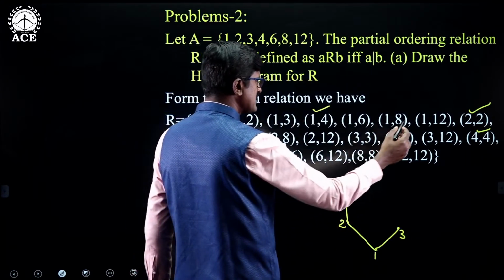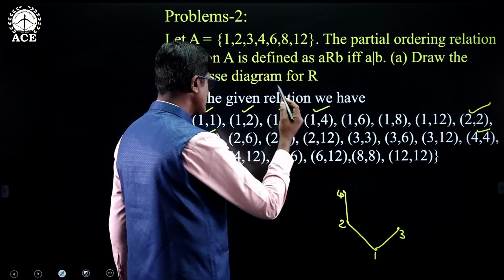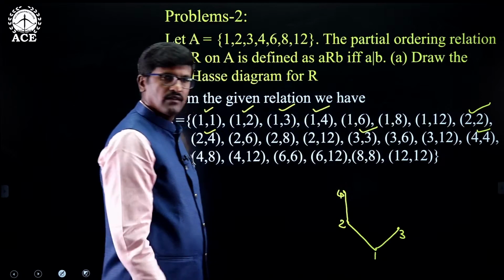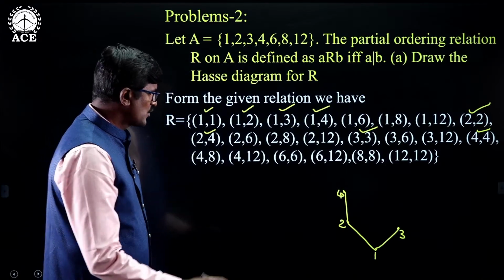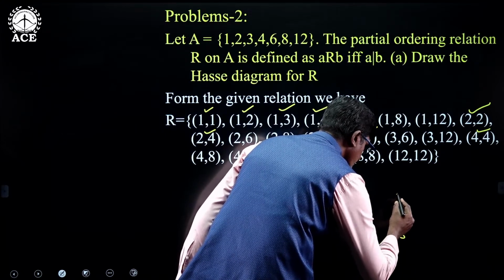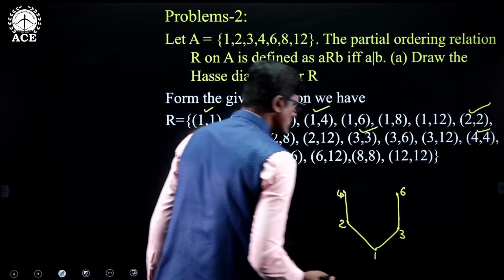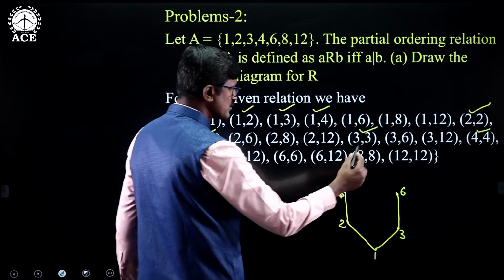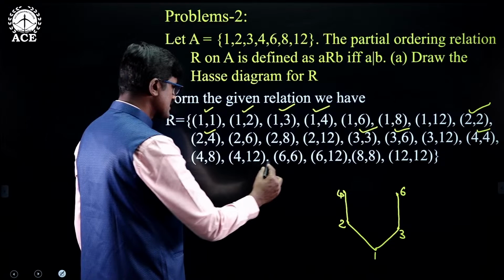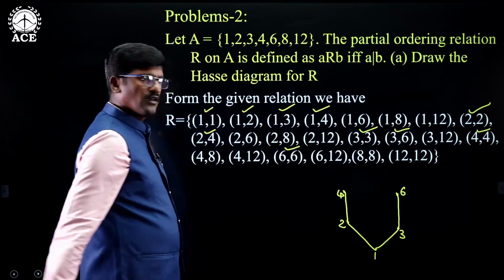So 1 comma 3 is over. 3 comma 3 is also represented. Next one is 3 comma 6. This is 6. So 3 comma 6 is over. Next, 6 comma 6 is also over.